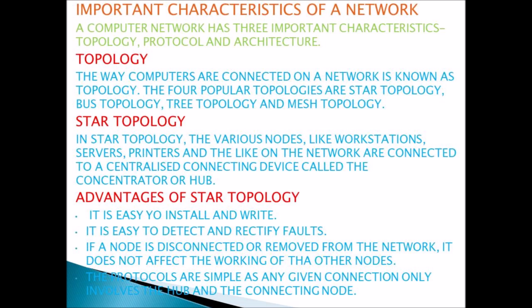So the data from various nodes on a star network passes through the hub, and that hub will transfer it to the requested node. The star topology is widely used in areas where control of the network is concentrated. Concentrated here means centralized.